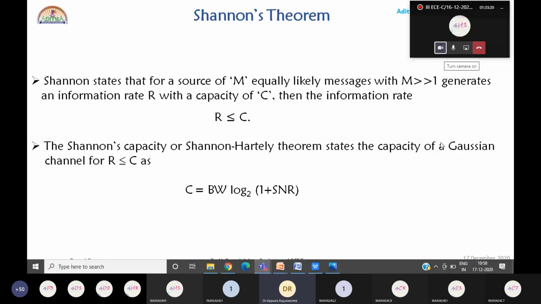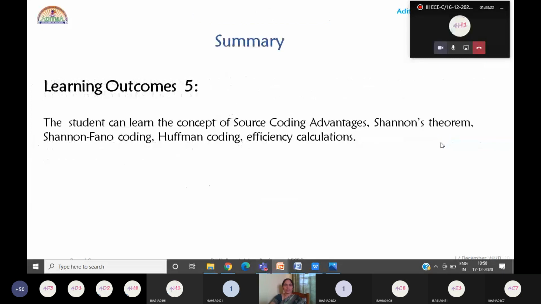With this we can complete our module 5. Let us move to module 6. In this module, what you studied, we discussed the advantages of source coding and the two kinds of coding techniques, Shannon-Fano and Huffman coding. These two are lossless compression techniques, and we calculated the efficiency for both techniques, and the basic Shannon's theorem we discussed.